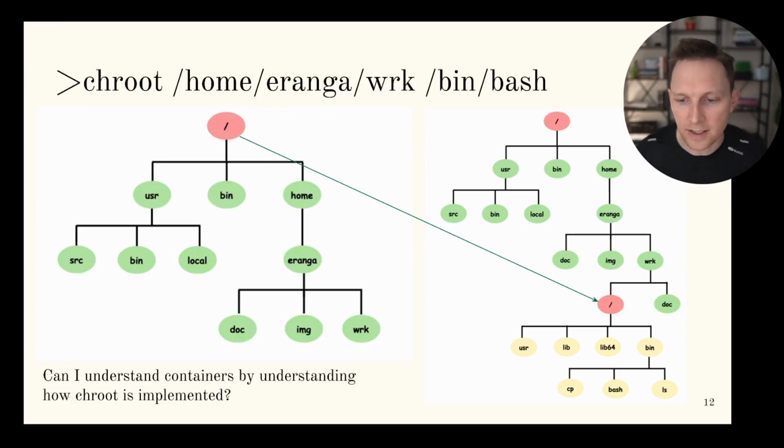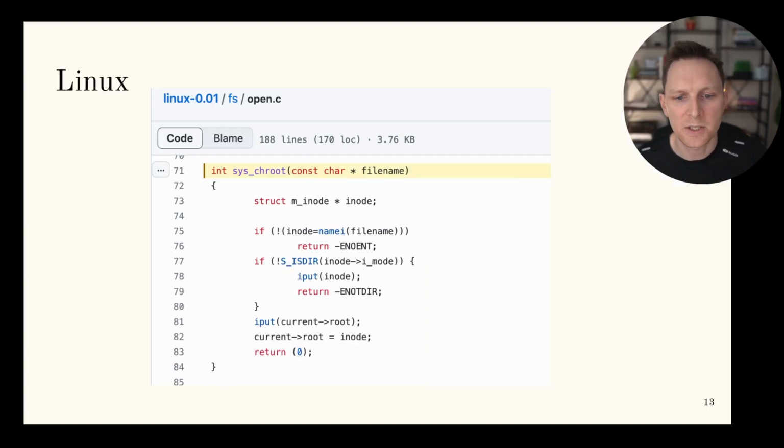So this gave me this idea, right? Can I understand containers by understanding how this change root is implemented, right? It seems like an easy idea. Do you just keep peeling back the layers until you understand what's actually going on, right? Look back to first principles.